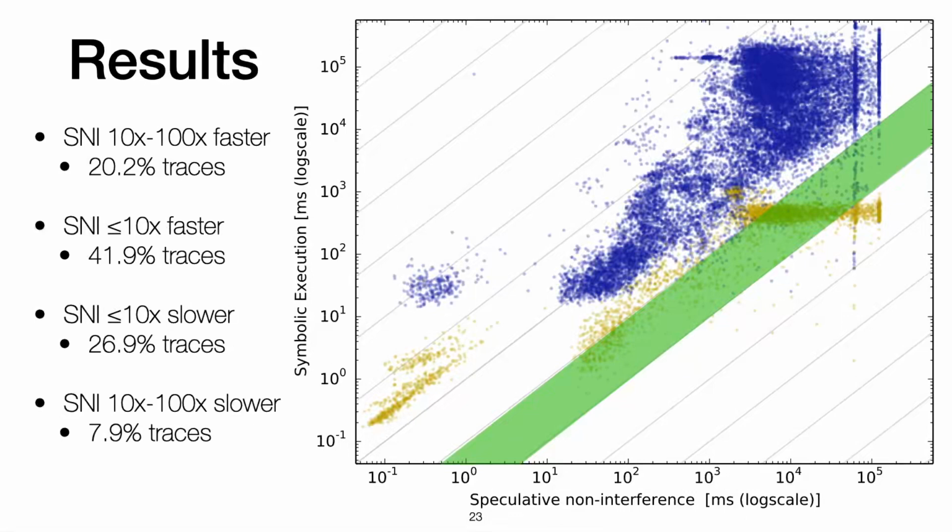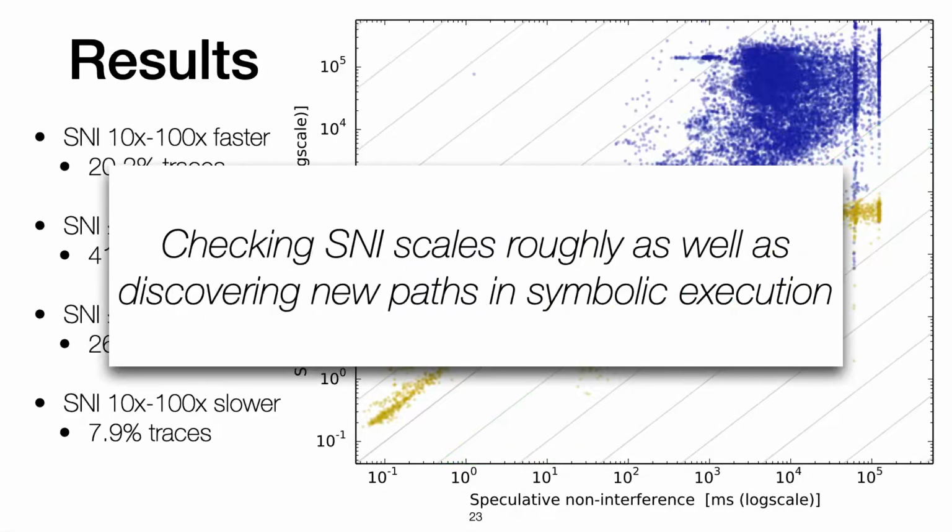The bottom line is that our data indicates that the cost of checking speculative non-interference for a symbolic path is roughly comparable to that of discovering the symbolic path itself. Hence, our approach does not exhibit fundamental bottlenecks beyond those inherited by symbolic execution.